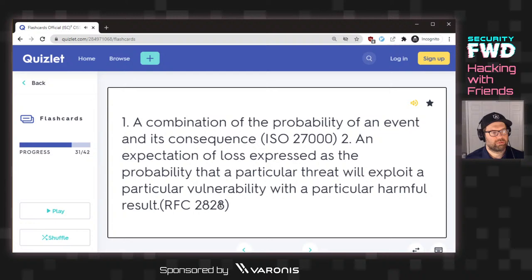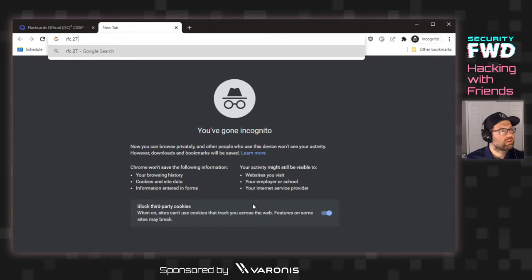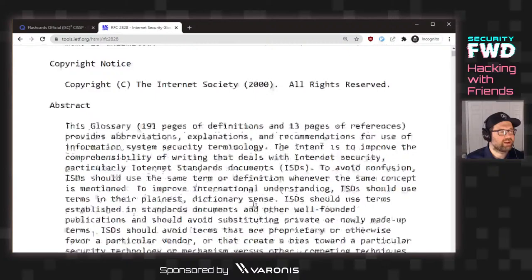Though I don't know what, if you click the letters, it starts speaking. RFC 2820. Oh, this is just the glossary. Okay. I was like, there's an RFC for this? There's a risk protocol? Okay.